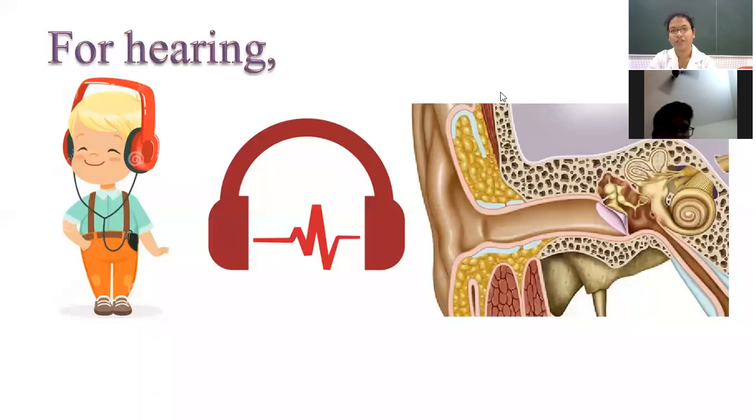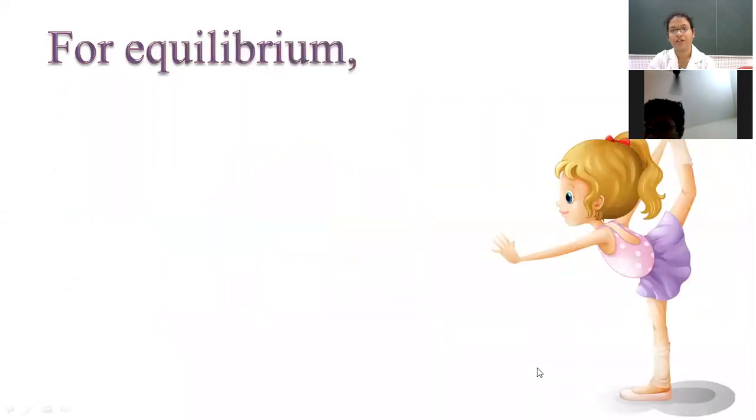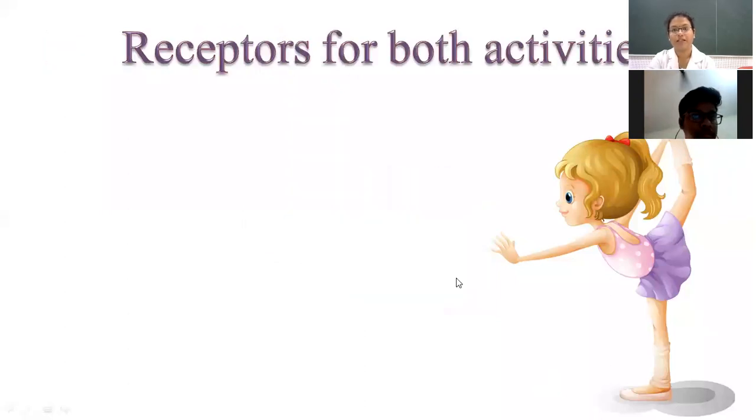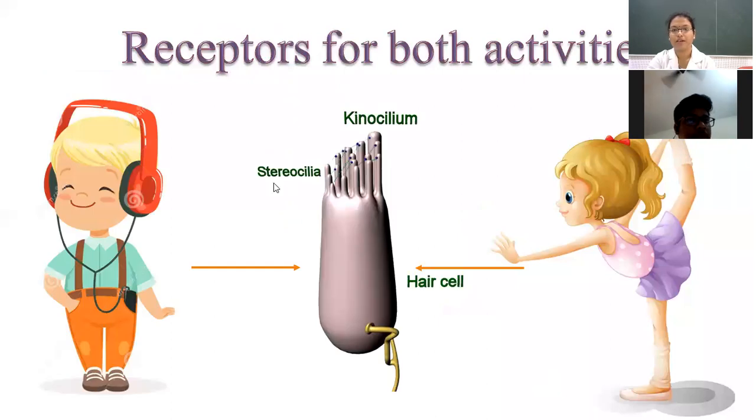So this is the outer ear, this is the middle ear, and this is the inner ear. For equilibrium, what we need is the inner ear. This cochlea takes care of hearing, and this will take care of balance, that is the semicircular canals. The receptors for both activities are hair cells. So the hair cell is concerned not only with hearing but also with equilibrium.